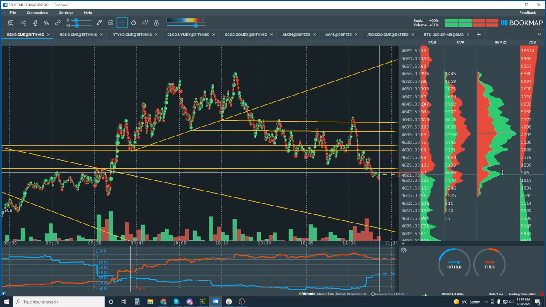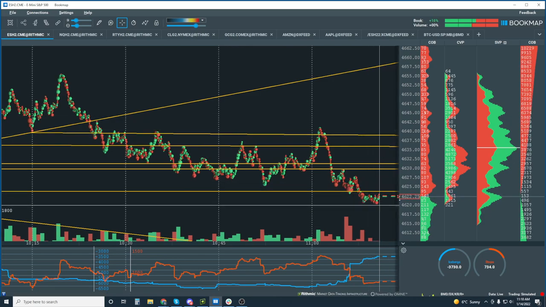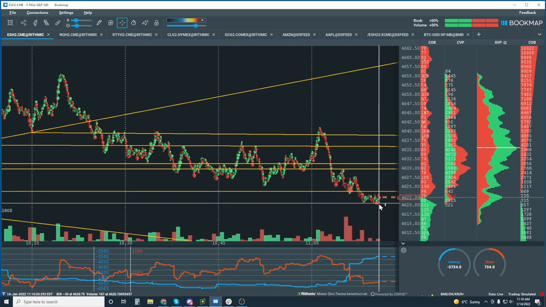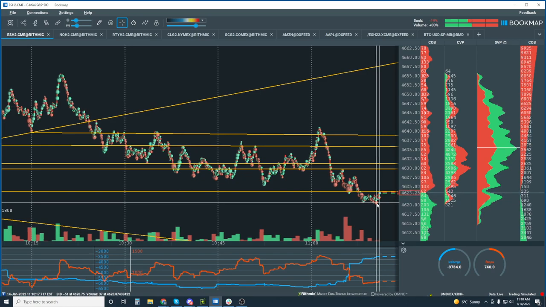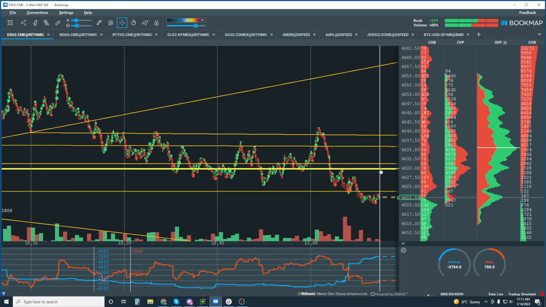Okay. So now we've come back down into this little high volume node down here. And we're below a range here. So the scenario at this low here is we're still in a downtrend, but what if we get buyers back up here at 25? Then we're back into this range, and I'd be looking for a move back to 30.